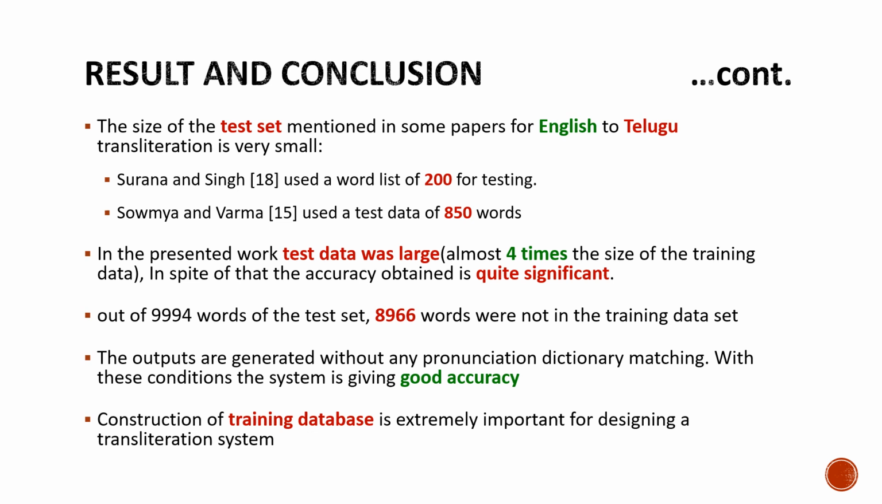Out of 9,994 words of the test set, 8,966 words were not in the training data set. The outputs are generated without using any pronunciation dictionary matching. With these conditions, the system is giving good accuracy. So it can be concluded that construction of the training database is extremely important for designing a transliteration system.